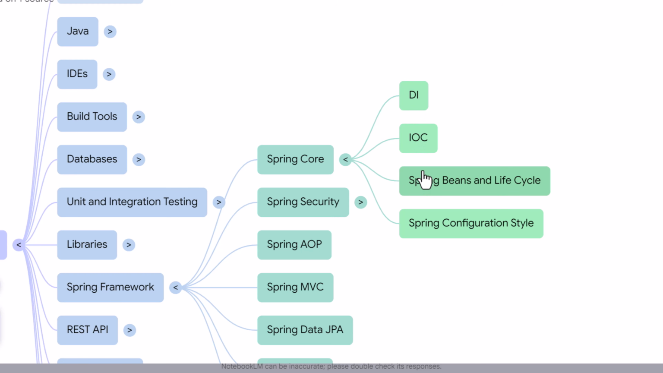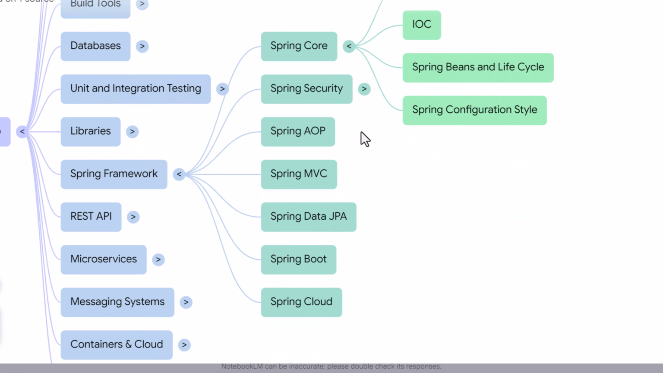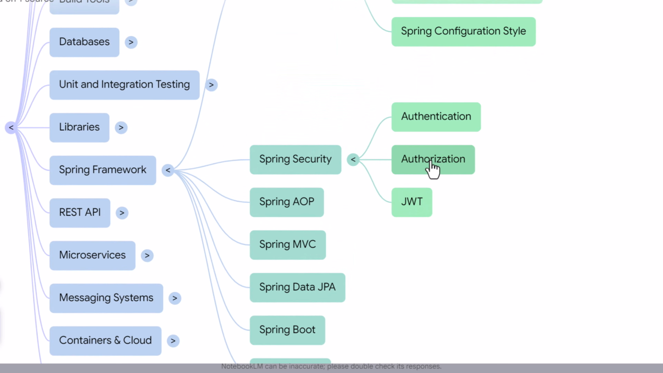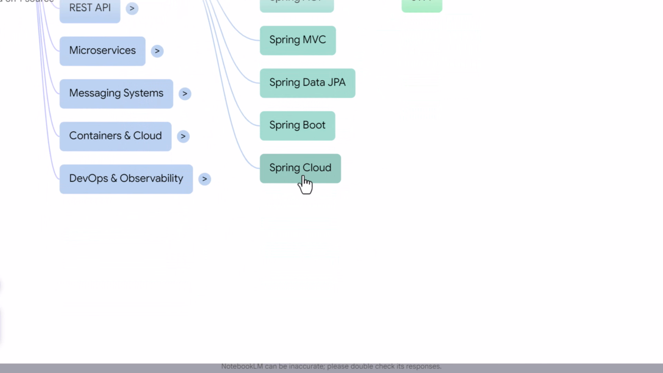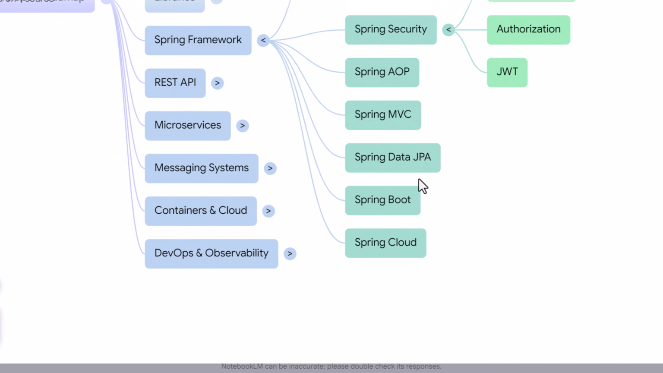You then learn Spring MVC to build REST APIs, Spring Data JPA for database operations, and Spring Security to protect your applications with authentication, authorization, and JWT. Spring AOP helps you apply cross-cutting concerns like logging and caching. Spring Boot simplifies everything by removing configuration complexity. And Spring Cloud enables microservices with service discovery, centralized configuration, API gateways, and distributed tracing. Mastering Spring makes you job ready.